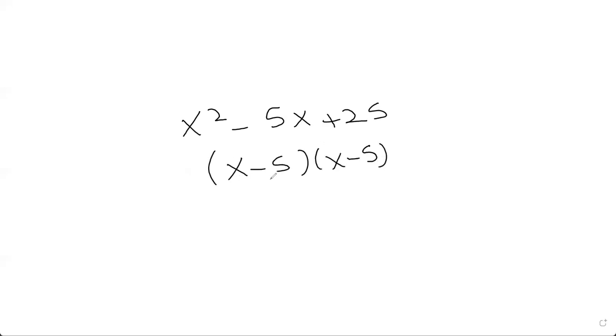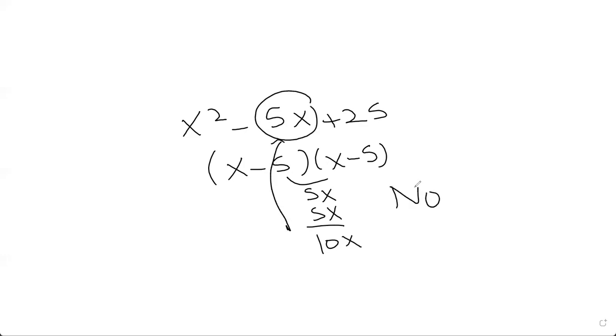What if I told you x squared minus 5x plus 25? It's x minus 5 times x minus 5. If you want to check the middle term, this is 5 and that's 5, it will give you 10. It's not like the middle term, they are not the same. So it is not a perfect square trinomial. The perfect square trinomial must have plus at the end.